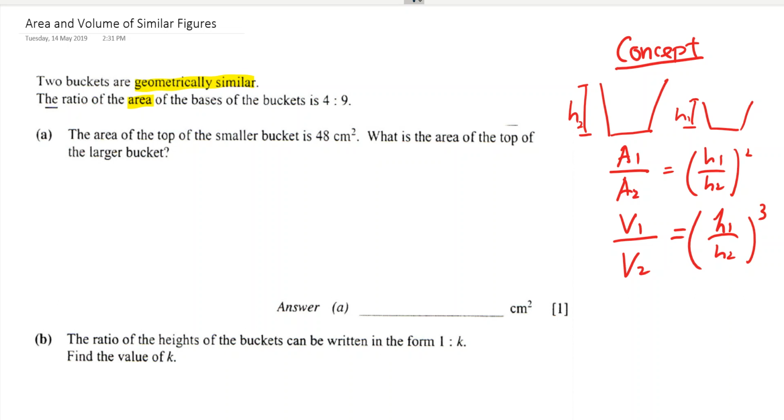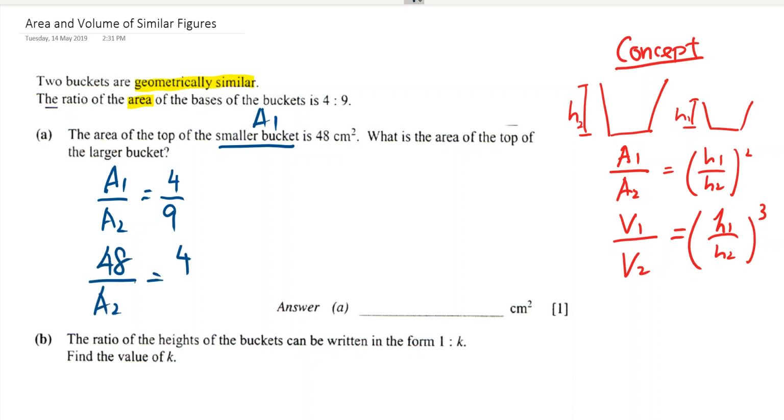So first I say that A1 over A2 is equal to 4 over 9. So A1 is 4 units, A2 is 9 units. Now there's no such thing as 4 units equals this, 9 units equals this. No, don't do it the primary school way. You are now in secondary school. The smaller bucket is 48, so the smaller bucket is A1. So 48 over A2 is equal to 4 over 9.